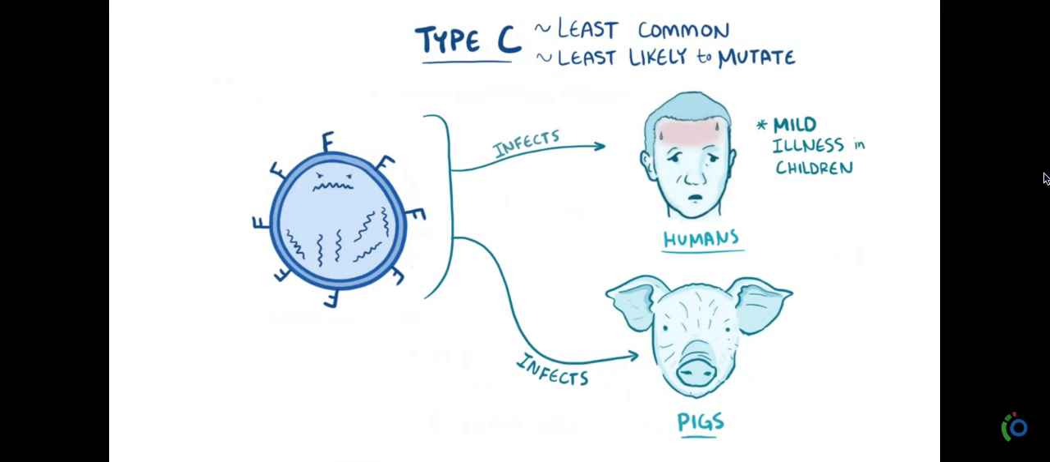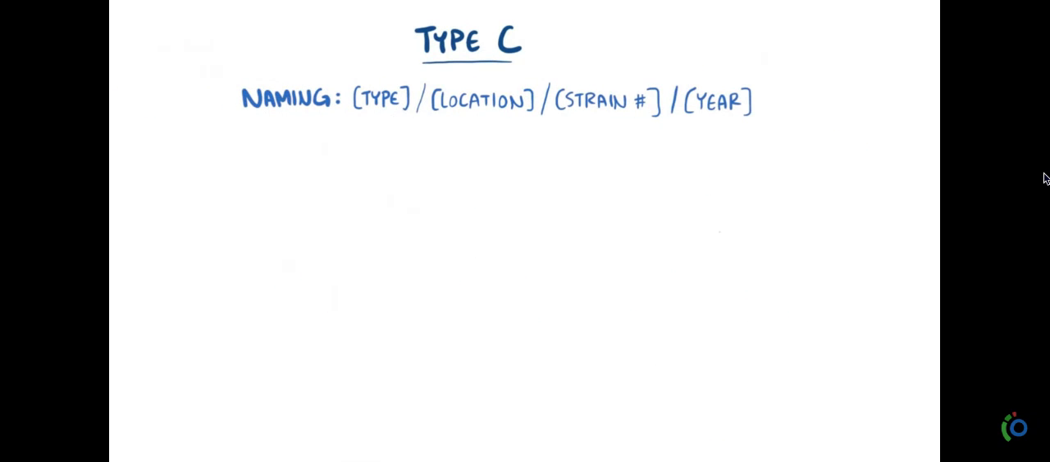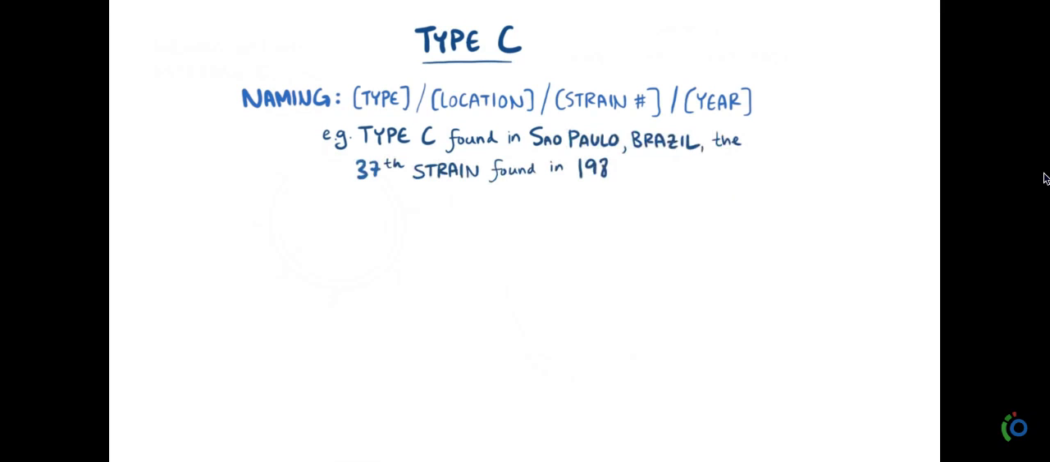Rather than hemagglutinin and neuraminidase, Type C influenza uses a hemagglutinin esterase fusion protein to enter and exit cells. So Type C influenza is named without the H and N subtype, similar to how Type B is written. For example, a Type C virus found in Sao Paulo, Brazil, which is the 37th strain discovered in 1982, would be called C. Sao Paulo 3782.